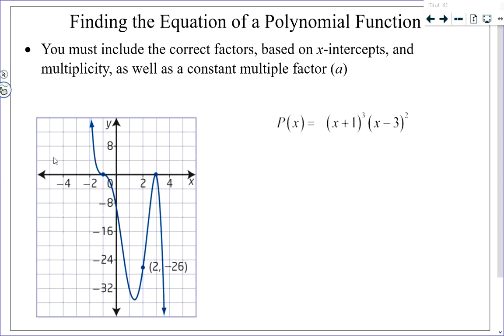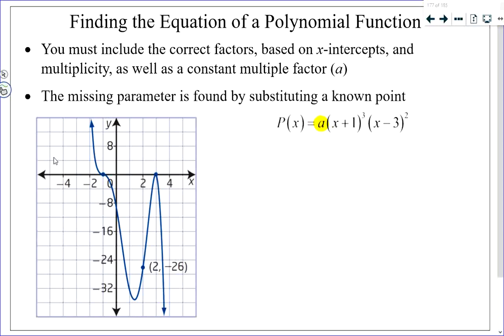Many people, when they build this function, say, well, the function must be y equals x plus 1 cubed times x minus 3 squared, and they pack it in and go home. They think they're done. Well, if they are, they're wrong because that is not the correct function. You have to include this constant multiple. Don't forget to include this when building a function. Now, how do you determine the value of that number? Well, it's found by the same strategy we use to find any missing parameter. Substitute in a pair of numbers that makes the equation true.